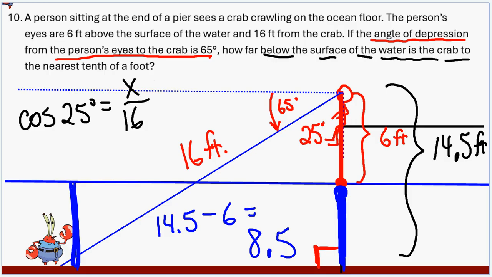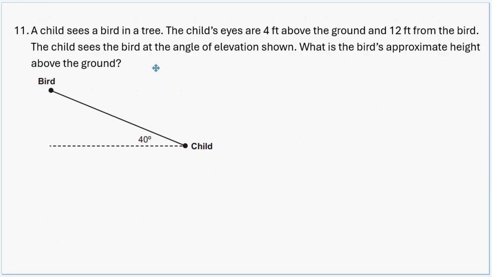Okay, one more, grand finale. A child sees a bird in a tree. The eyes of the kid are 4 feet above the ground. So this dot here, it's not the kid, it's the kid's eyes. I'm going to do it like this. Maybe he's a little angry. I'll give him some angry eyebrows. Those eyes are 4 feet above the ground. 4 feet.